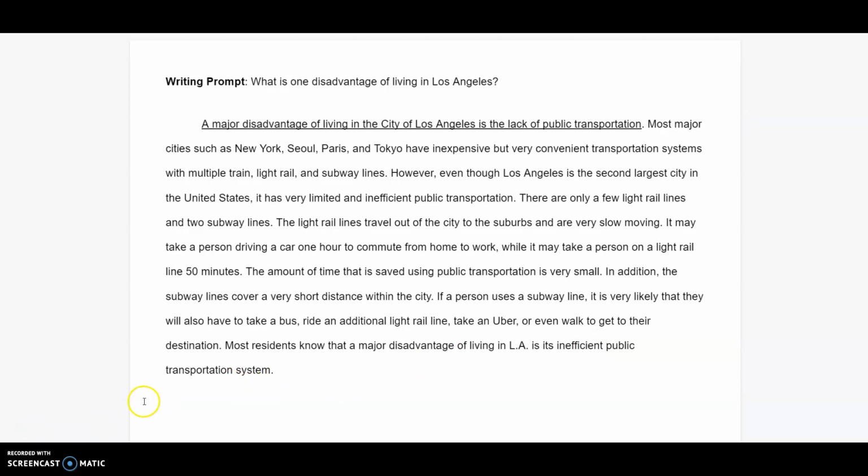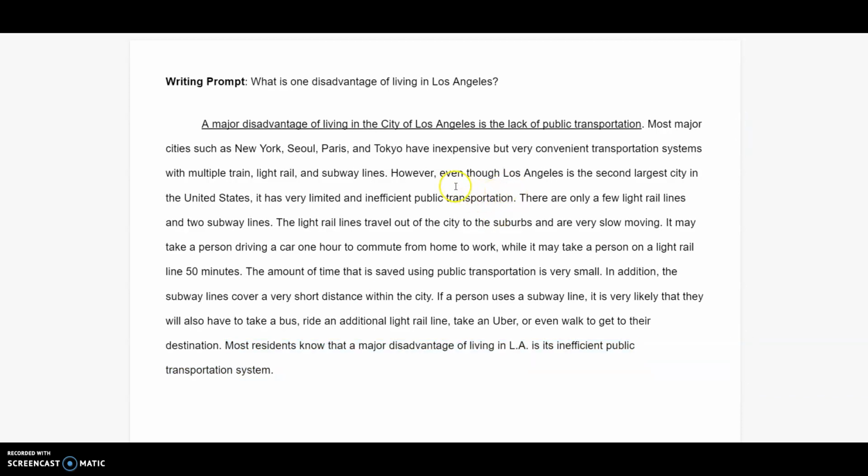So these are the major parts of the paragraph that you want to include in your paragraph. Again, a topic sentence, the body of the paragraph, which should be about 10 sentences, and then you have the concluding sentence, which is always one sentence.